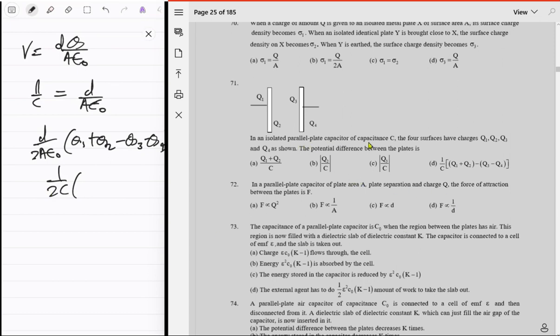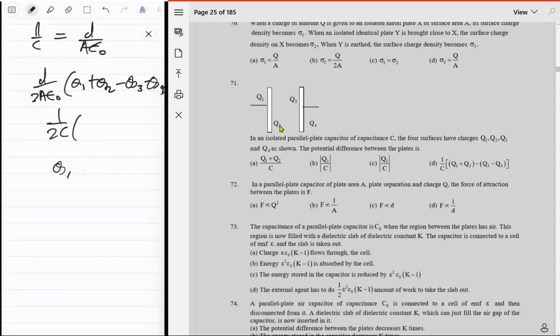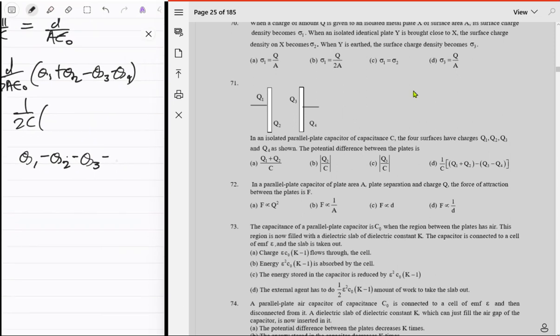Isolated parallel plate capacitor of capacitance C, the four surfaces have charge, find the potential difference. Oh, and also, because it's isolated, the field becomes 0, which means Q1 is equal to Q2 plus Q3 plus Q4. So Q1 minus Q2 minus Q3 minus Q4 equal to 0, and then Q1 plus Q2 plus Q3 minus Q4 equal to 0.